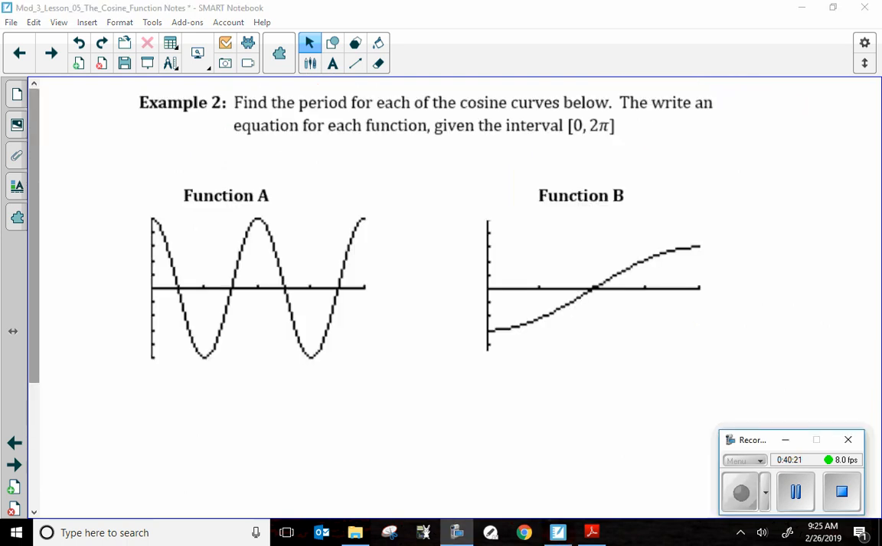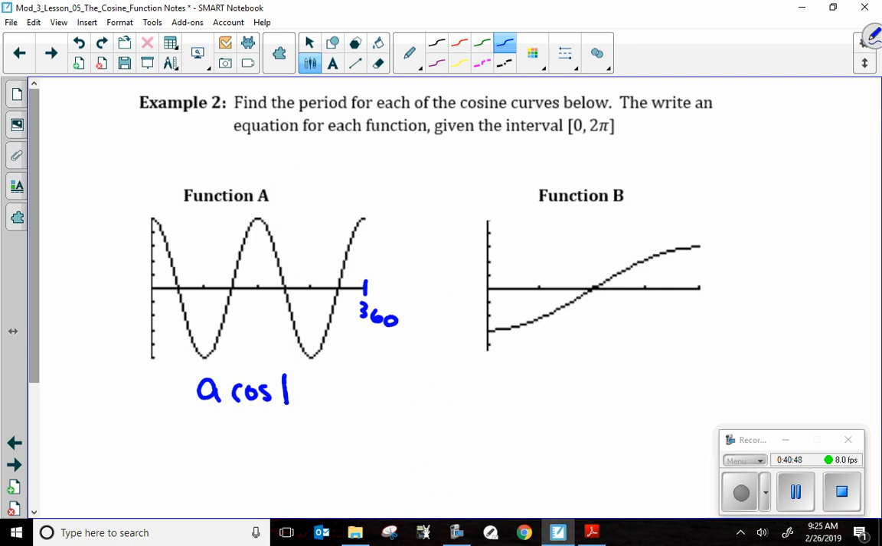Okay, we're going to do these last 2 and then stop here. Find the period for each of the cosine curves below. Write an equation for each function given the interval is from 0 to 2 pi. What they're telling me here is this is 2 pi or 360. If I want to write the equation, I need the frequency. I need to have a cosine of f, which is the frequency, or I could say b times x. They also want to know what the period is. I'm going to do this for both of these.